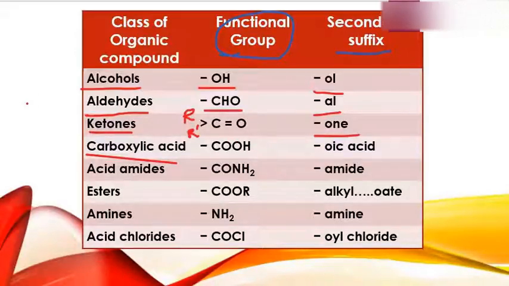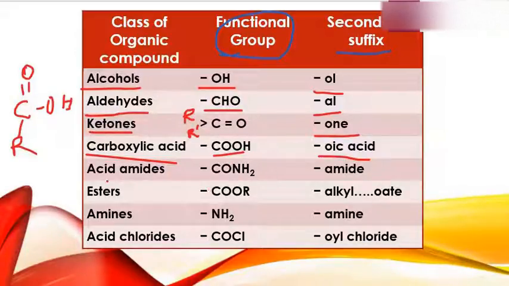Then we have carboxylic acid which is COOH and it is formed as C double bond O and OH, and on one side we have a chain attached, and we use oic acid as a suffix. Then we have amides, which is CONH2, C double bond O and NH2 connected, and we have a chain, and we use amide as the suffix.